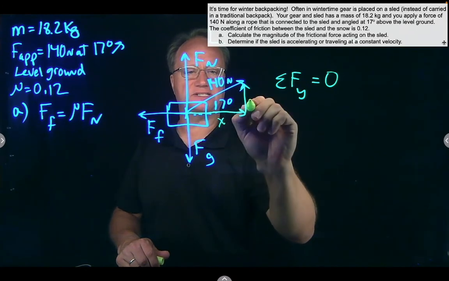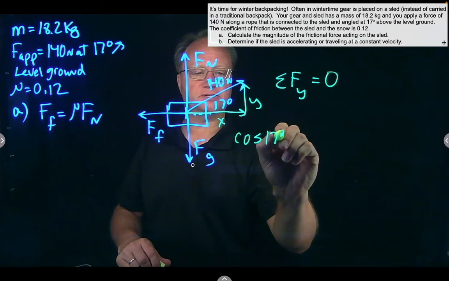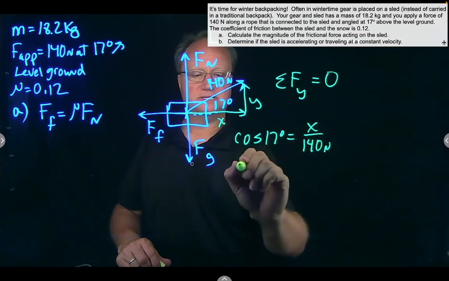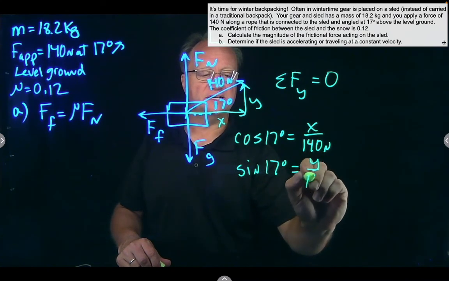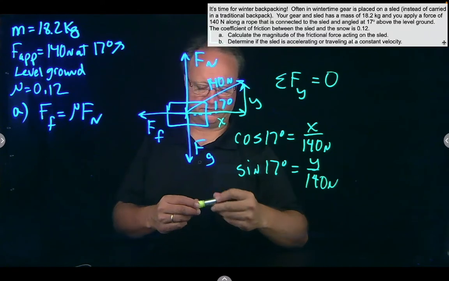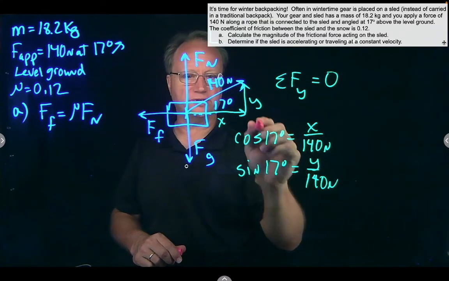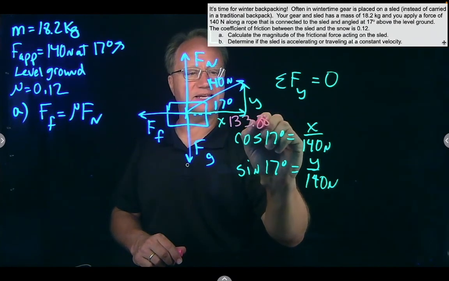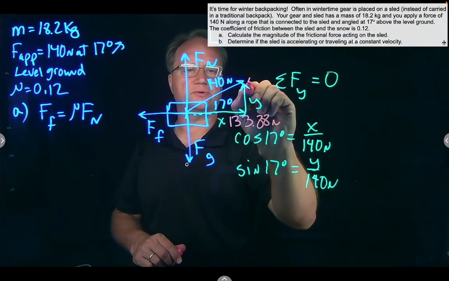So then x component, y component, cosine 17 degrees will give me x over 140. Sine of 17 degrees is going to give me y over 140 newtons. So then our values on those two forces, our x component 133.88 newtons, and our y component 40.93 newtons.